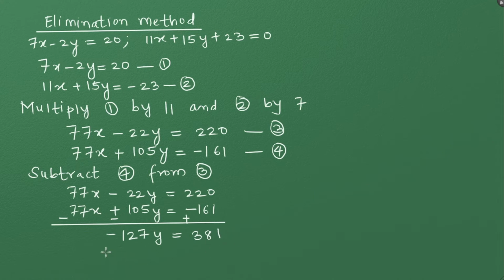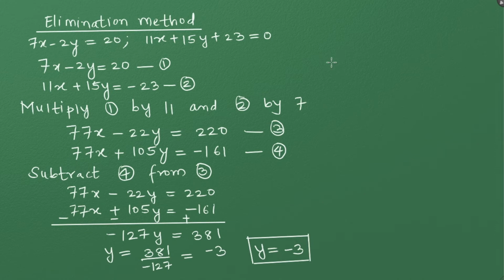Now you can get the value of y. y equals 381 divided by minus 127. So this equals minus 3. So the value of y is minus 3. So this is how the value is obtained by elimination method. Now you can substitute the value of y in any of the equations to get the value of x.